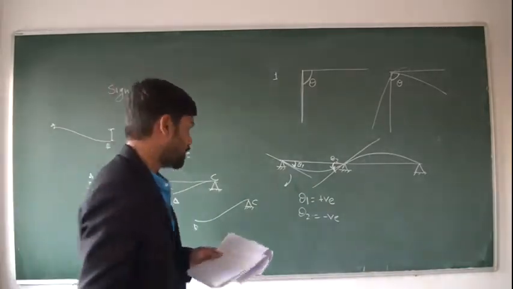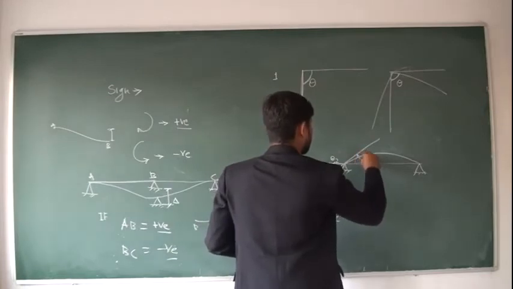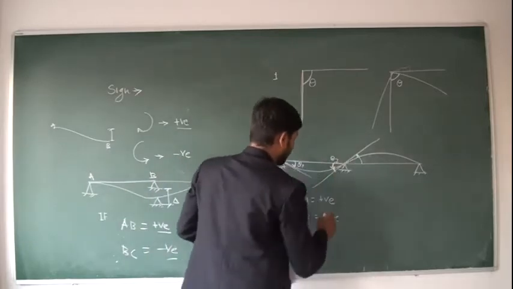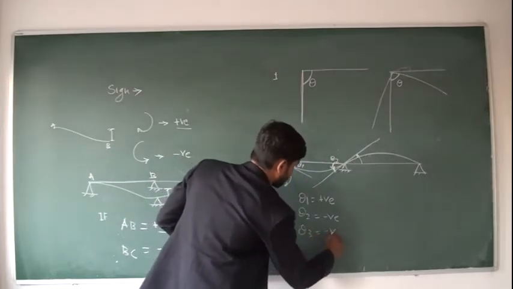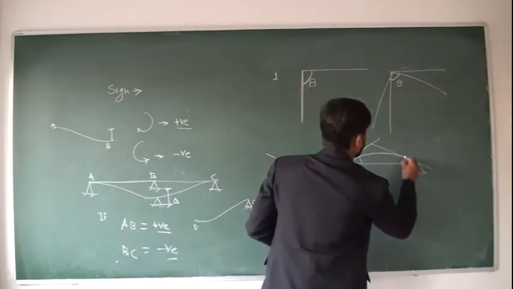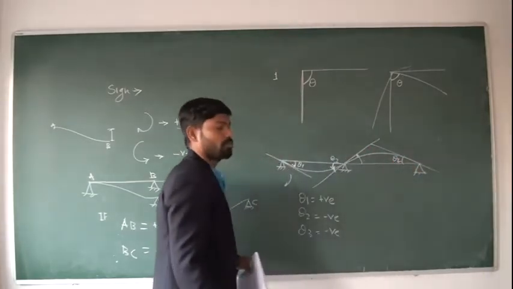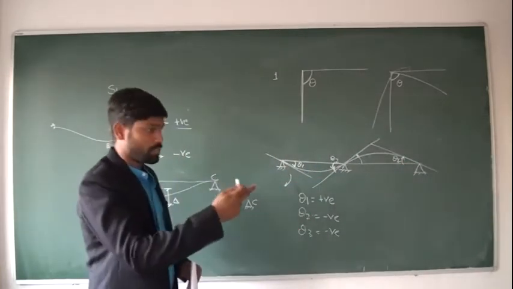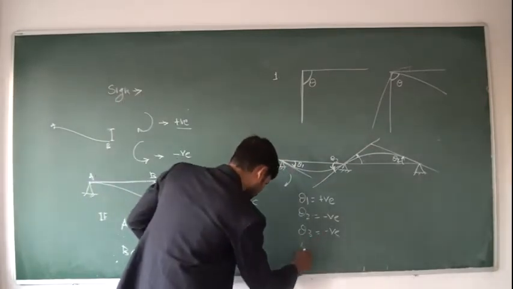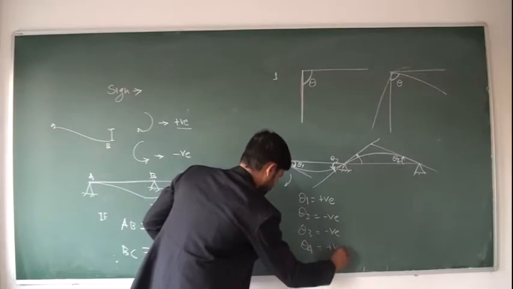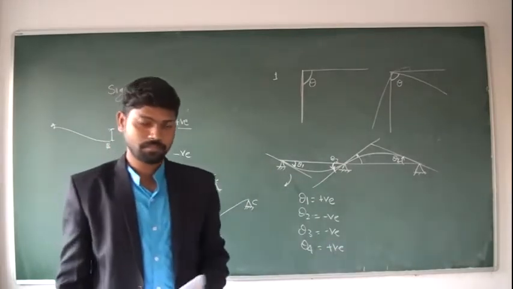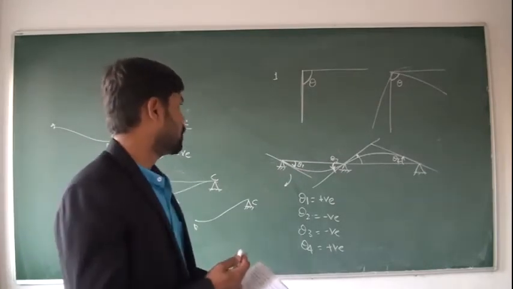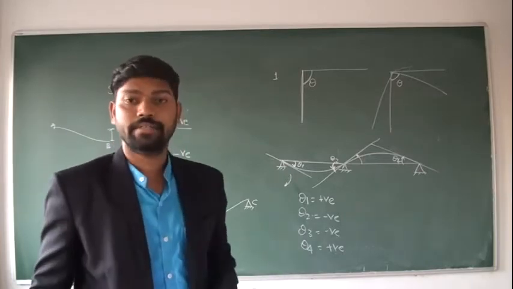Then next, what is theta 3? Again theta 3. Theta 3, see, this is also anti-clockwise. Theta 3 is minus. But what about the theta 4? What about the theta 4? So we will start with the original position to the final. Then again, see, the sign of this theta 4 is positive. So theta 1 and theta 4 are positive, whereas theta 2 and theta 3 are negative.